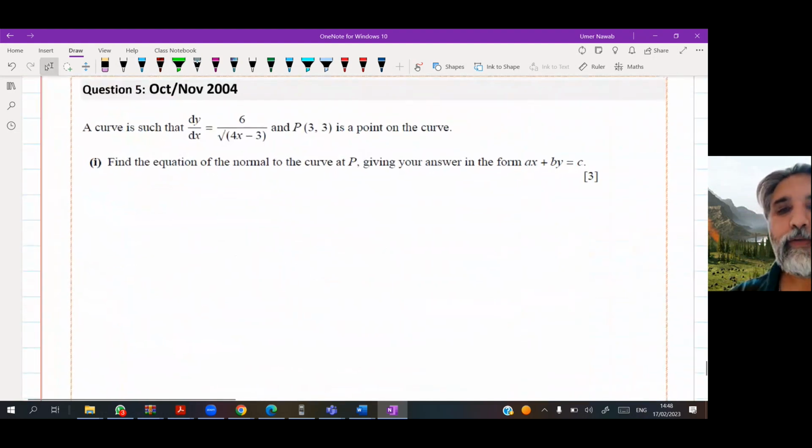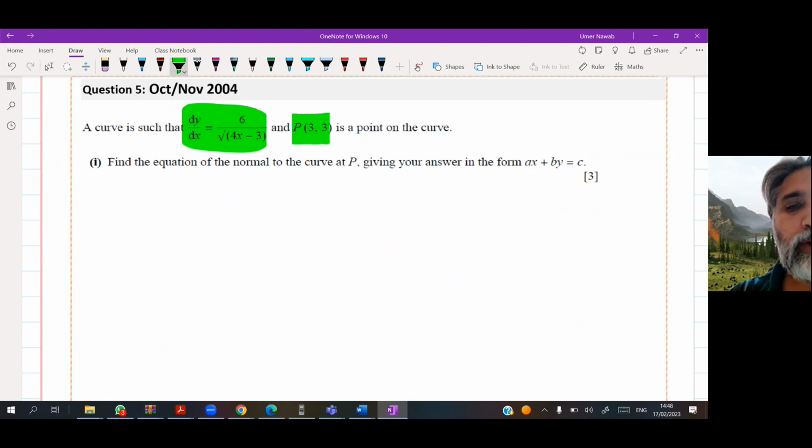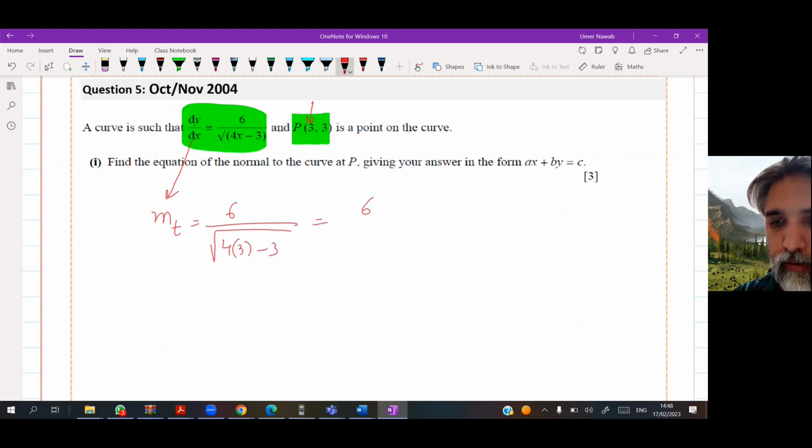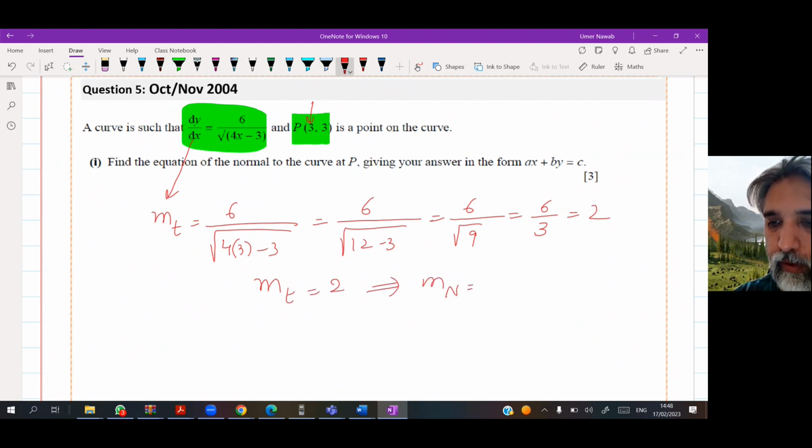Now, question number 5, rates of change. We gave you dy by dx already, and the point is given. He's talking about the equation of a normal. So you remember dy by dx is the gradient of a tangent. Substitute the value of x here: 6 over square root of 4, 3 minus 3, 6 over 12 minus 3, 6 over 9, 6 over 3, which is 2. So your gradient of a tangent is 2. The gradient of a normal will be minus 1 over 2.